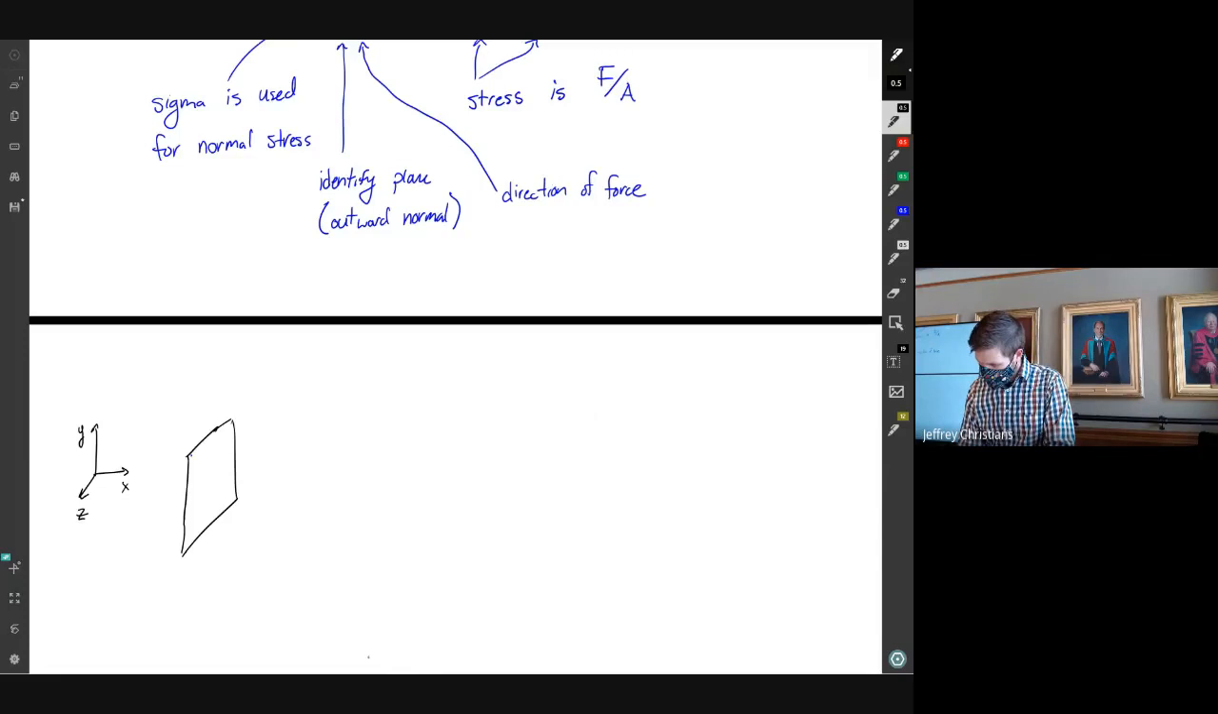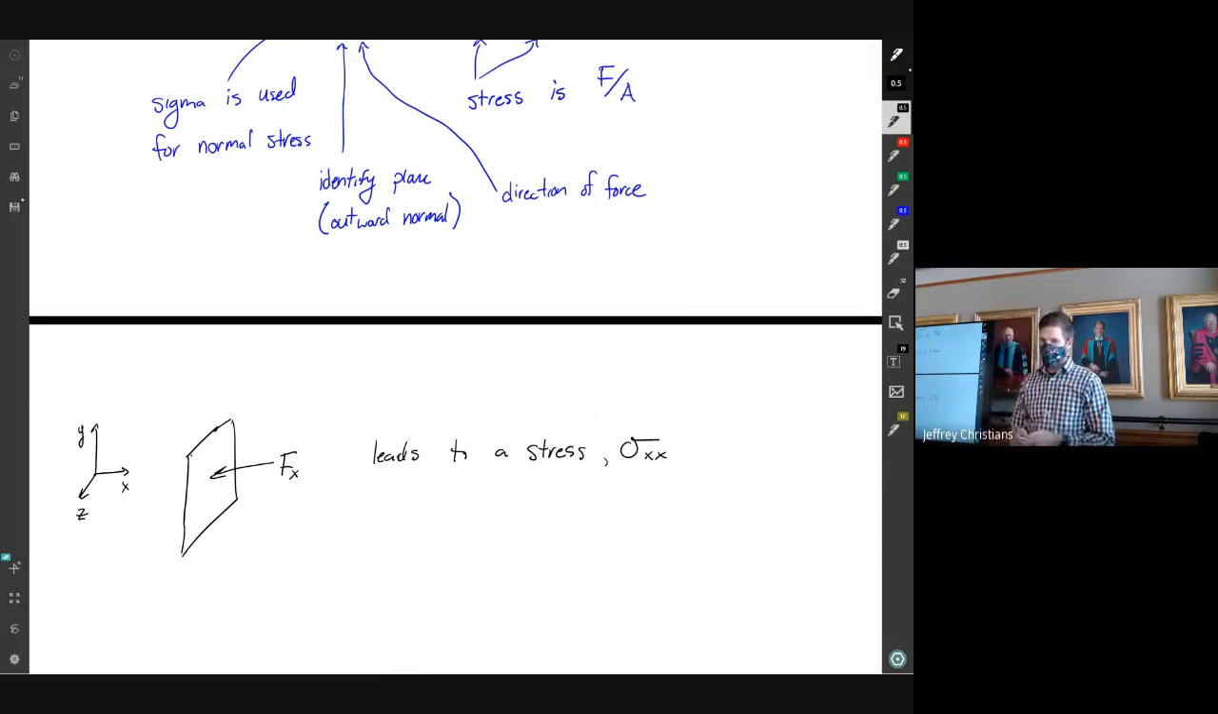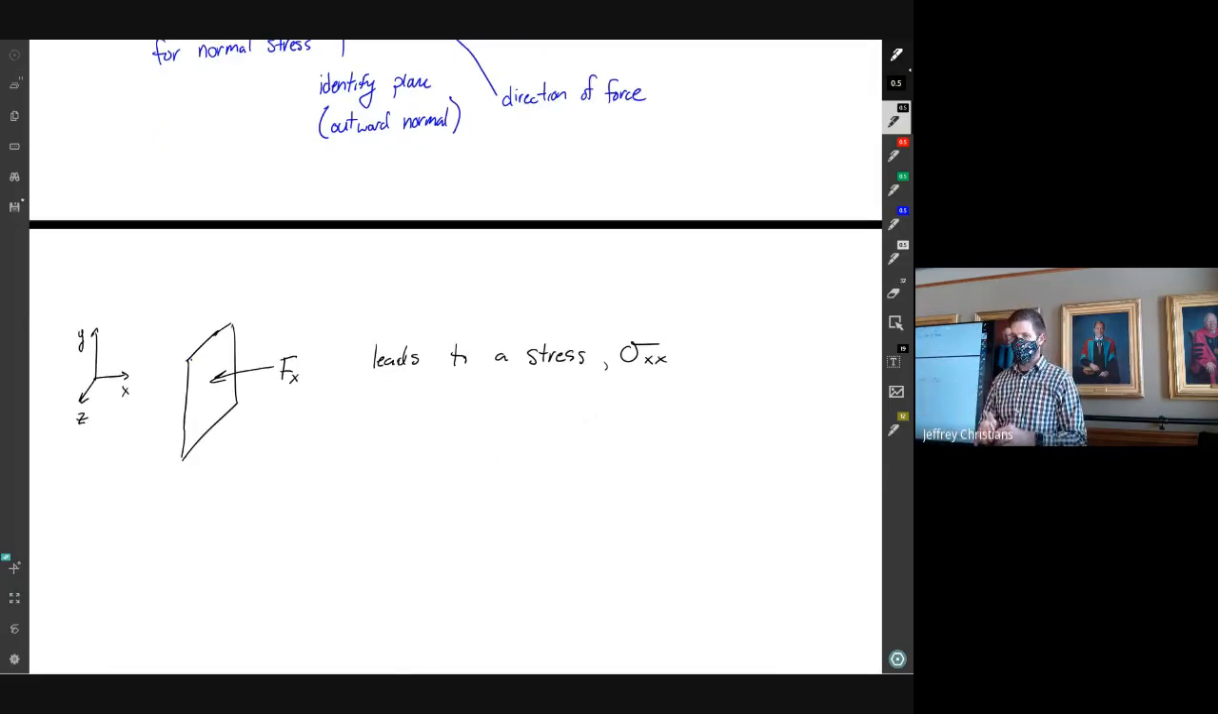And this is a force, say, in that direction. Right? This leads to a stress, which we would call sigma xx. Okay, so it's a normal stress happening in the x direction.